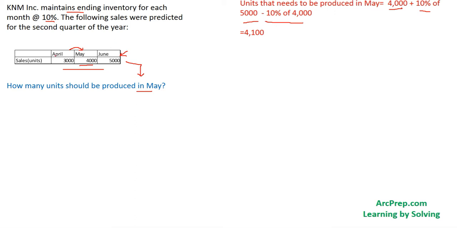Why is that? Because in April, I should have produced 10% of May sales to be on the safe side. So that's why we are taking this part out. We already produced a fraction of May sales in April. So it turns out the number of units we need to produce is 4,100 units. Again, the number of units we need to sell in May, a 10% buffer for June, and then whatever we produced in April for May.